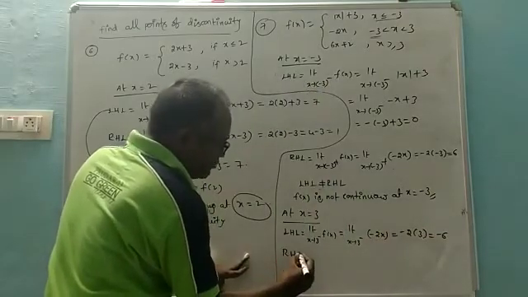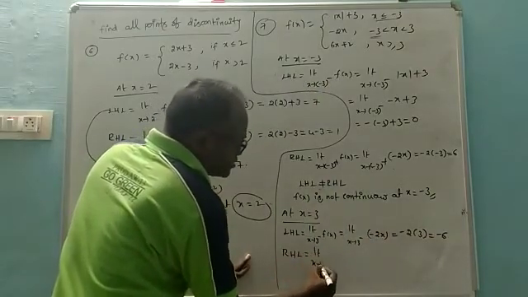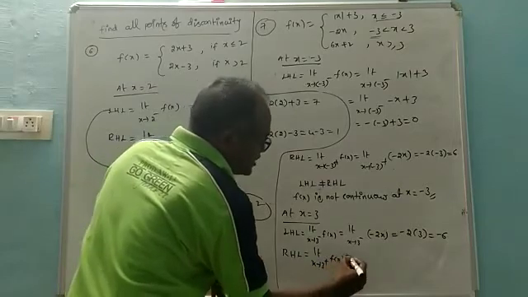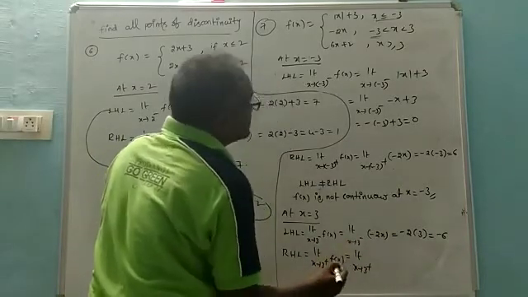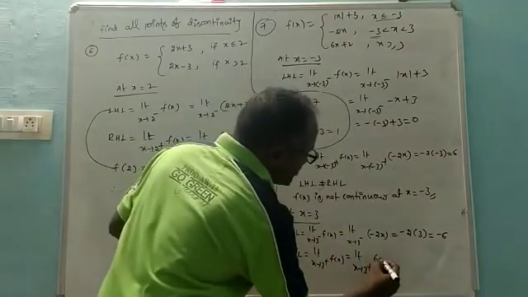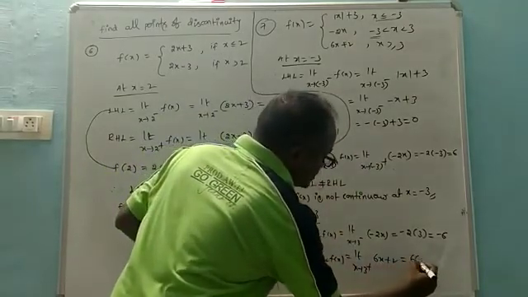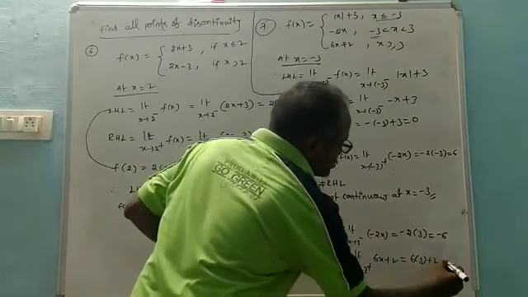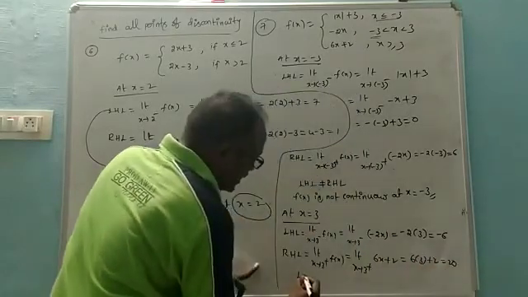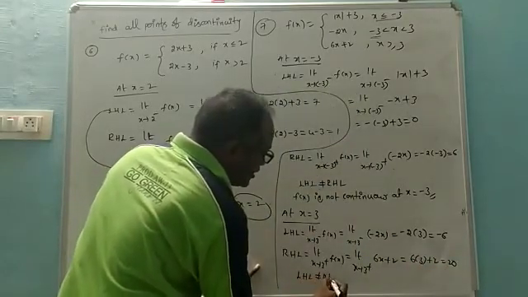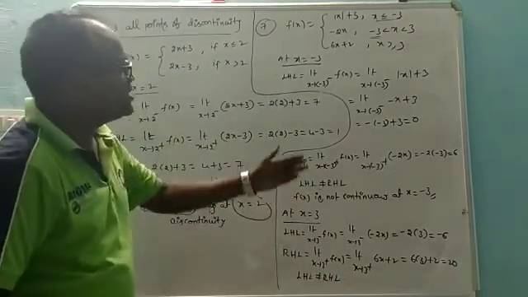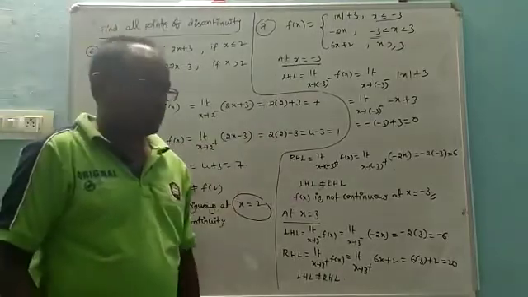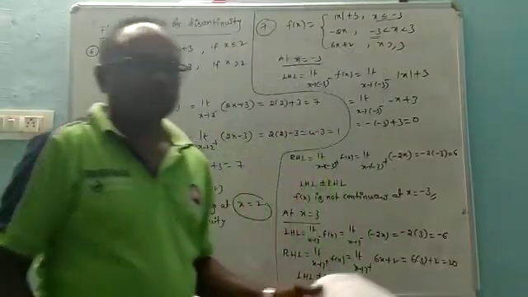What about the right hand limit? Limit x tends to 3 plus of f of x means greater than or equal to 3, so 6x plus 2. 6x plus 2 means 6 into 3 plus 2, 18 plus 2, 20. Here also not equal. Left hand limit is not equal to right hand limit. So f of x is not continuous at x is equal to minus 3 and at x is equal to 3. Okay.